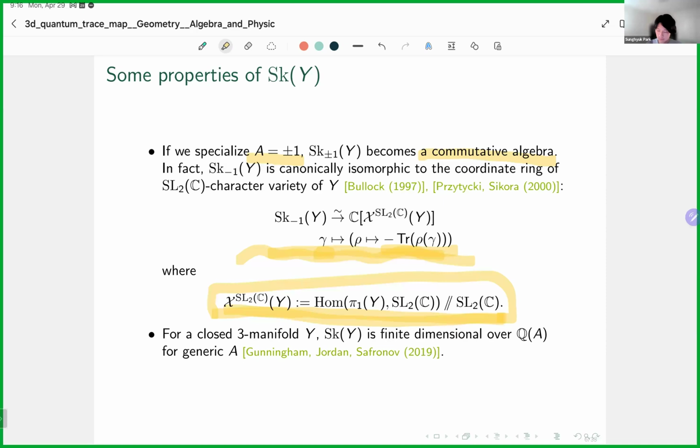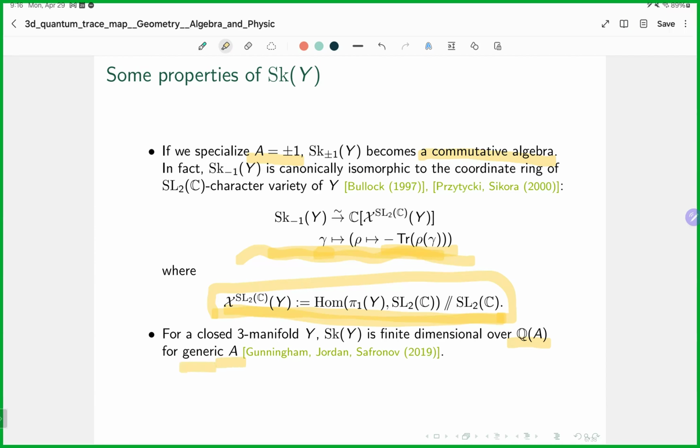Lastly, even though I won't need this at all in this talk, pretty recently, Gunningham, Jordan, and Safronov showed an intriguing property of the skein module, which was originally conjectured by Witten: for a closed three-manifold, the skein module turns out to be a finite dimensional vector space over the field of rational functions in A for generic value.